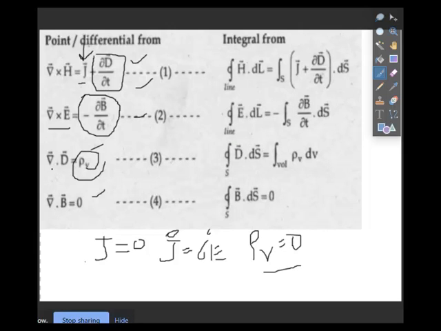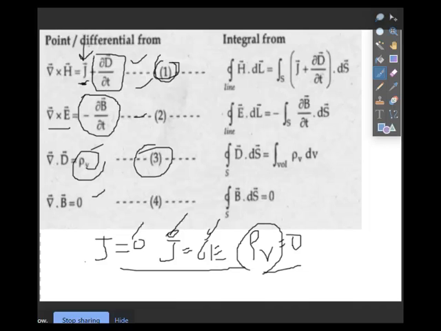For a perfect dielectric medium, conductivity will be 0, therefore J will be 0. If J is 0, then in the first expression del cross H equals del by del t of D. The first expression will be modified. Similarly, for a perfect dielectric medium, since charge is 0, the charge density will also be 0. If charge density is 0, then the third expression, del dot D equal to rho v, will change to del dot D equals 0.